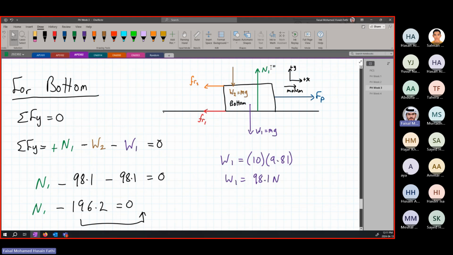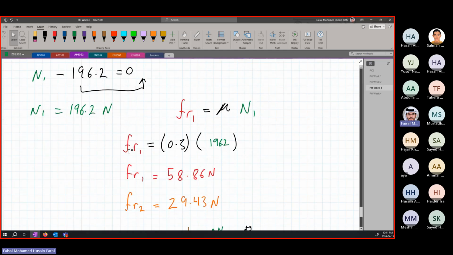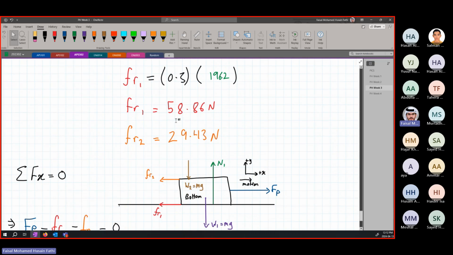We have N1 in the y. We have minus W2 and we have minus W1 going downwards. So N1 going upwards, that's why it's positive. W2 and W1 are going downwards, that's why it's negative. They're all equal to 0. And then we just solve the equation to find N1. Once we find N1, we can find the friction force because friction is just mu times N. We know that the coefficient of friction is the same for all of them. We multiply, we find our FR1.